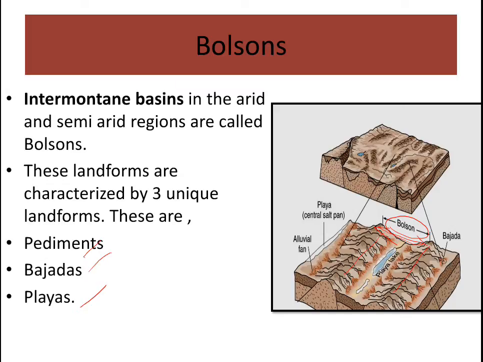So bajadas, in this image we can see bajadas are alluvial fans, which are deposited like this. It is a depositional feature, deposited here at the foothill zones of these mountainous regions. And the playas, so this is a playa lake. Suppose rain is coming, the water flows down and it forms a small lake here. This is called a playa lake between this mountainous region.